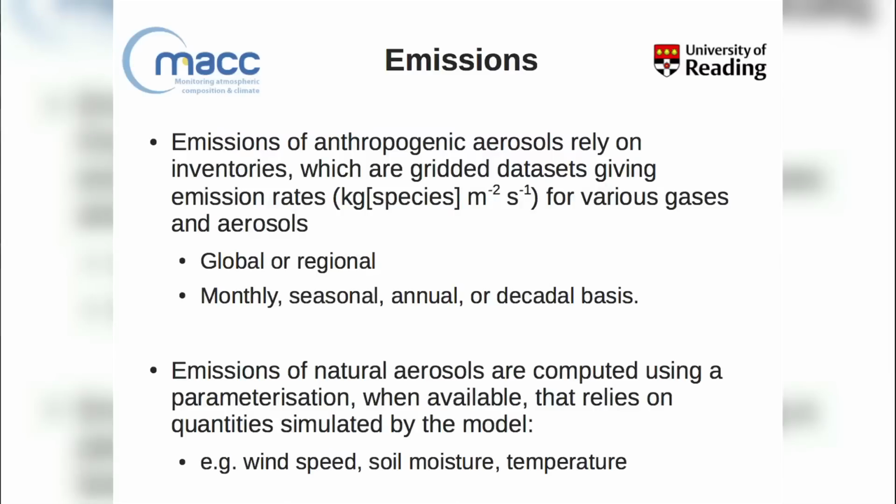In contrast, the emissions of natural aerosols are very often parameterized. So we try to compute them interactively in the model as a function of another variable that the model is able to resolve. So typically, that could be as a function of wind speed. It could be as a function of the soil moisture. It could even be a function of temperature for biogenic processes, so for example, emissions from vegetation.